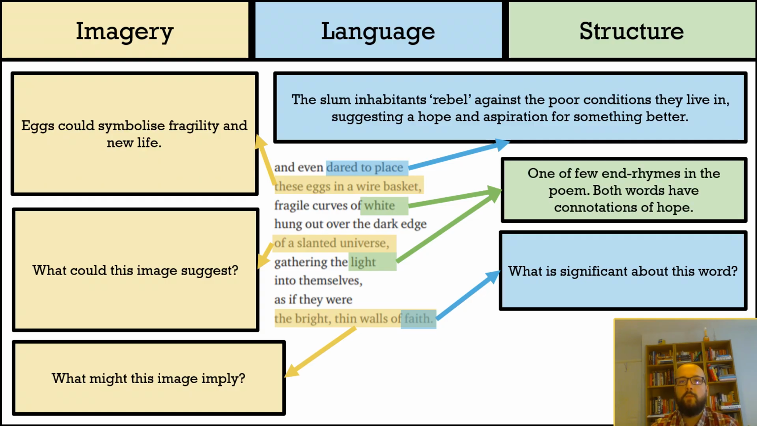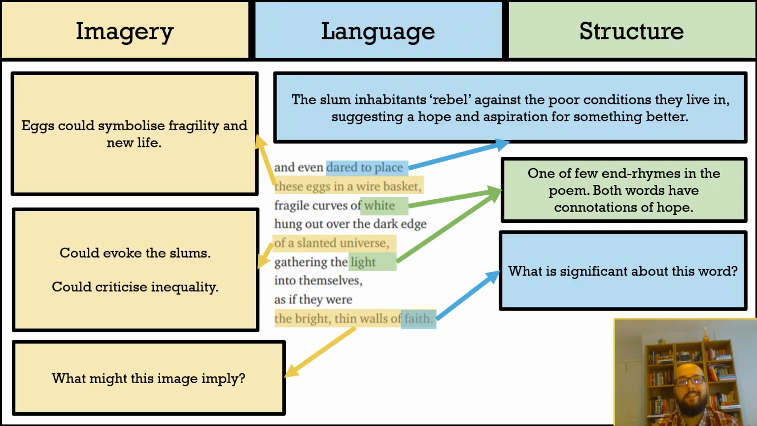The rhyme between "white" and "light" is one of the few examples of end rhyme that we get in this poem. Thinking about this rhyme, both "white" and "light" have connotations of hope. Perhaps the language of this stanza is creating a slightly more positive tone.